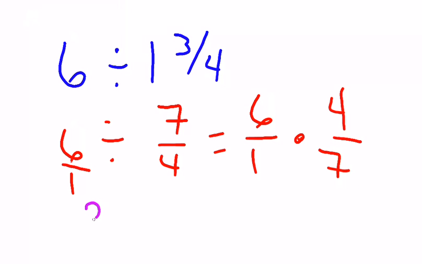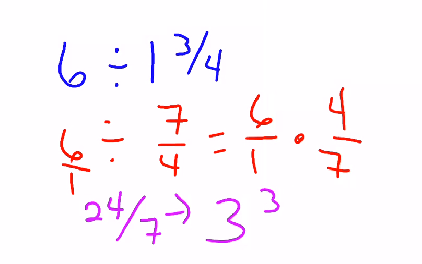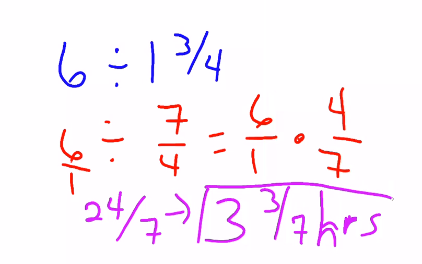So 6 times 4 is 24, and 1 times 7 is 7. So our answer is 24/7. Now if we want to convert that back to a mixed number, we just divide. So 24 divided by 7, it goes in 3 full times. 3 times 7 is 21, so 24 minus 21 leaves us with a remainder of 3/7 hours. So notice we were able to estimate our answer and see that this answer is indeed reasonable.